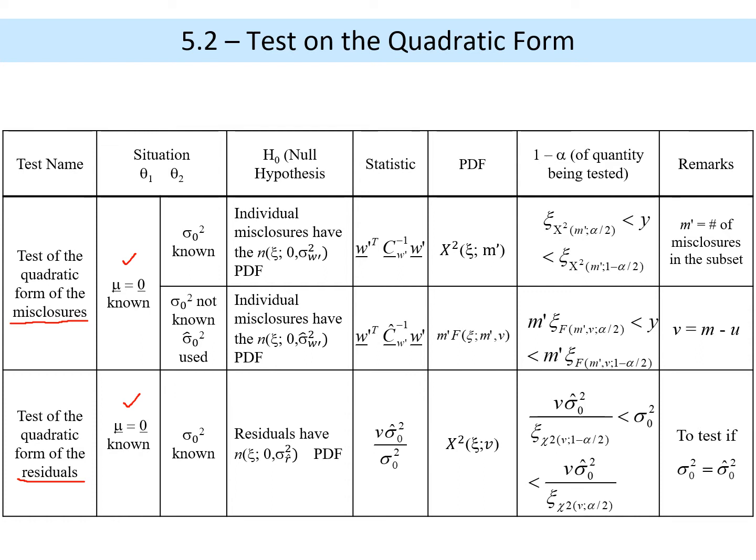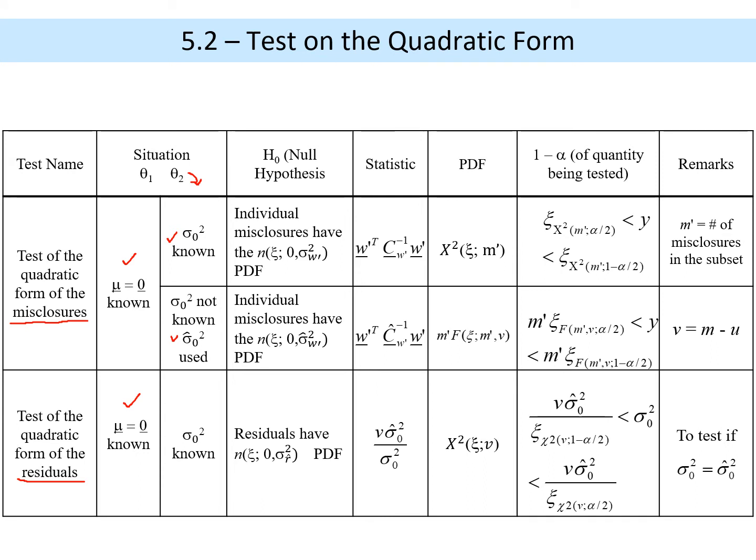The situation as far as the variance goes, again, we're not really looking at the variance, but the variance factor, this scale factor. The a-priori variance factor may be known. The a-priori variance factor may be not known, so we use the a-posteriori variance factor. This is for the test, for the quadratic test, the test of the quadratic form of the misclosures.